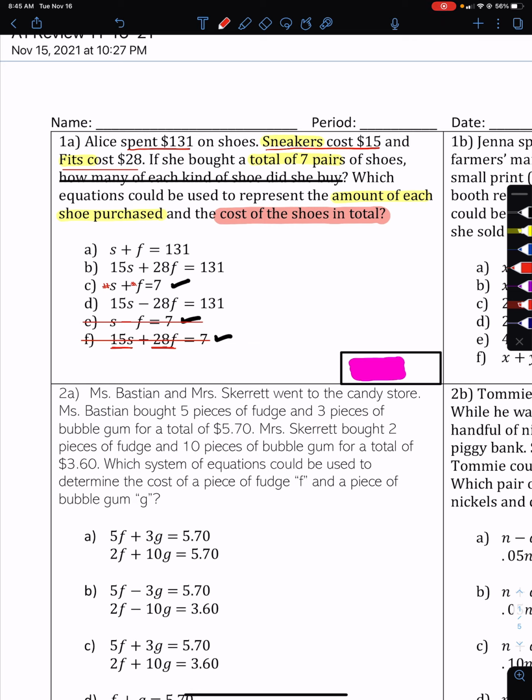Now we're also talking about the money she spent. Well, she spent a total of $131. So again, she's got to be adding the pieces together. D is not adding, D is subtracting. And when I look at A and B, because they both equal 131, A is only talking about the amount. It's not talking anything about the cost. So my two equations in this case are going to be B and C.